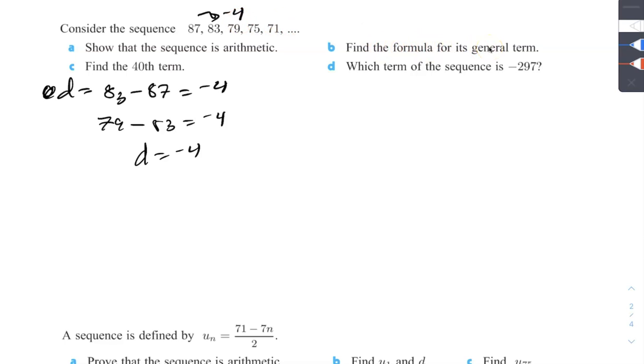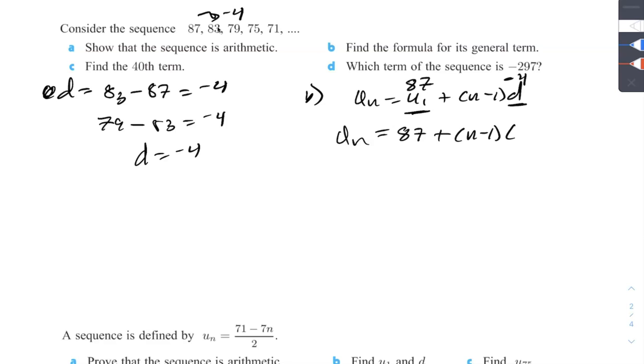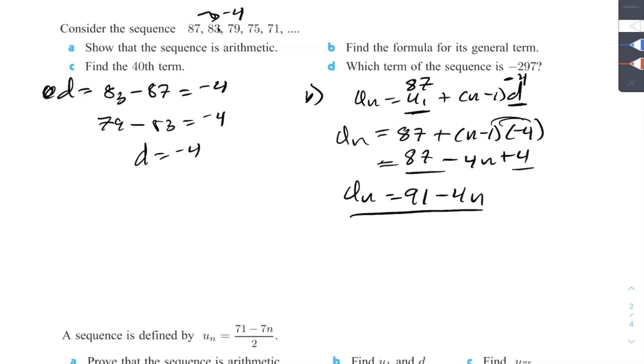Find the formula for the general term. We did that earlier. So that is un equals u1 plus n minus 1 times d. Again, that is in the formula sheet. You just got to use it. When you want to find the general term, all you want to do is substitute in the common difference and u1. That's it. So my u1 is 87. My common difference is negative 4. So I'm going to get 87 plus n minus 1 times negative 4. And let's simplify this real quick. 87 minus 4n plus 4. Add like terms. un equals 91 minus 4n. So there's my general term.